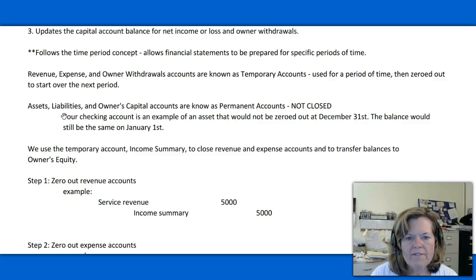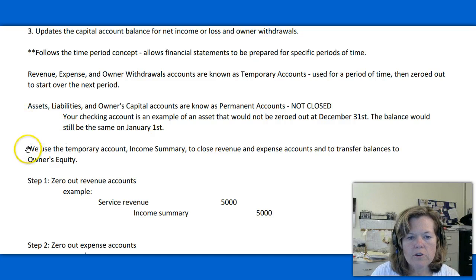So we would still have that balance on January 1st. Whatever we ended up with, if we ended up with $5,000 at the end of December 31st, no other transactions, when transactions started on January 1st, the balance would still be the same, that $5,000. It carries over to the new year. That's how permanent accounts work. We do not zero those out. We carry over those balances.